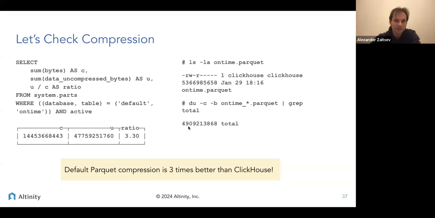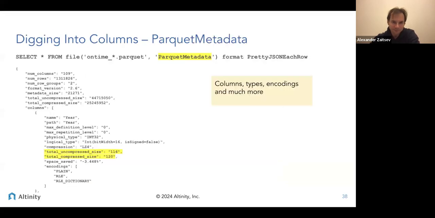So the compressed data is just 4.9 gigabytes for Parquet, and it is 14 gigabytes for ClickHouse. The first column on the left part of the slide is 14 gigabytes. It is 3 times bigger. So compression in ClickHouse is 3 times worse than in Parquet. That is actually a very interesting result, and it's not in favor of ClickHouse.